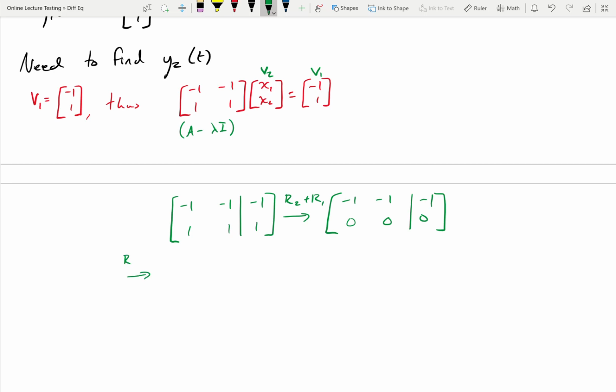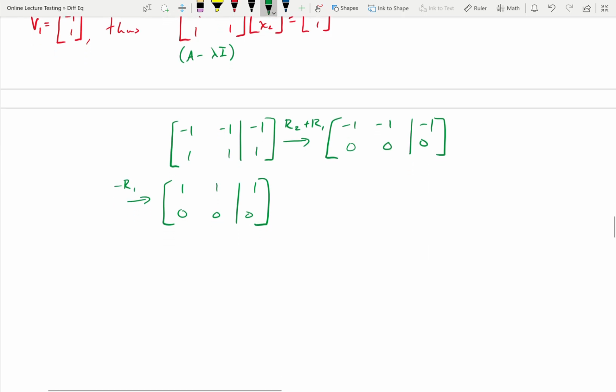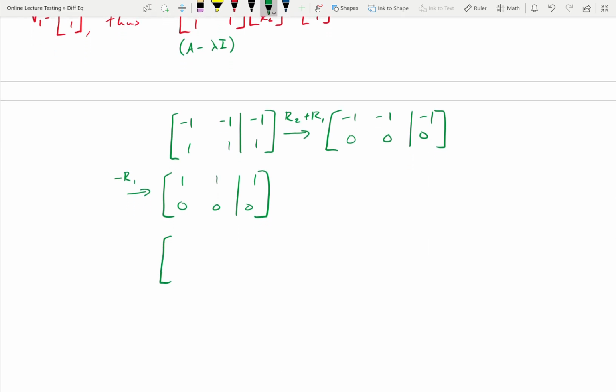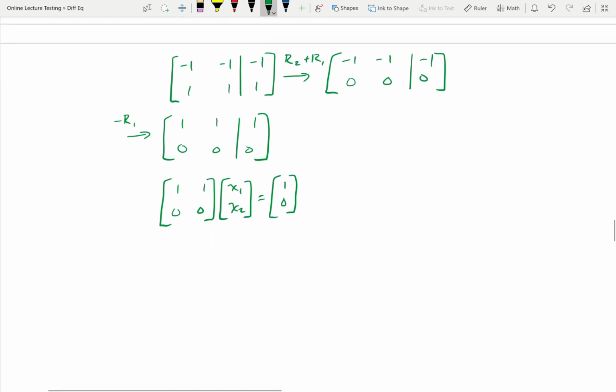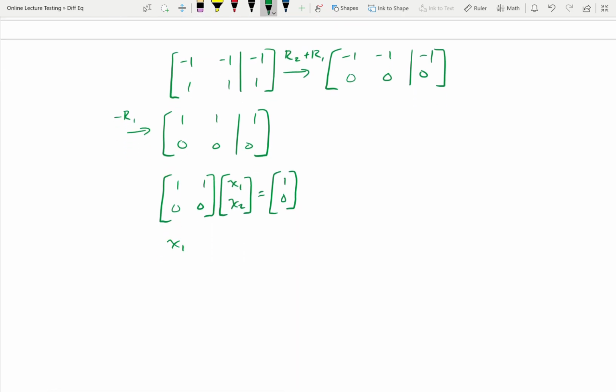And then I'm going to do negative row 1: 1, 1, 1. All right. So that means this becomes 1, 1, 0, 0 times our x1, x2 is equal to 1, 0. Well, this means that x1 plus x2 is equal to 1, and x2 can equal any value.